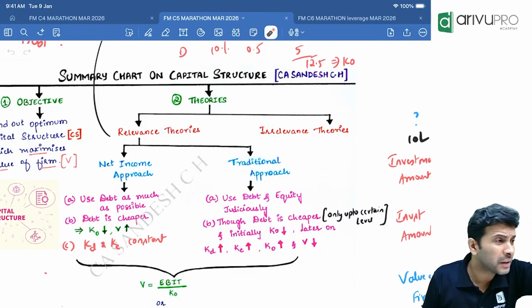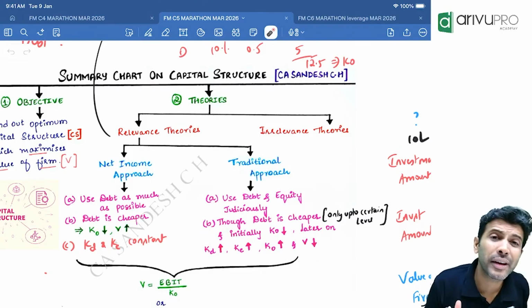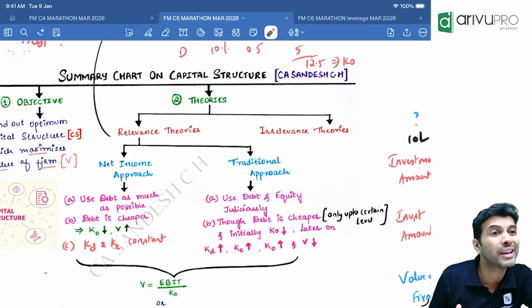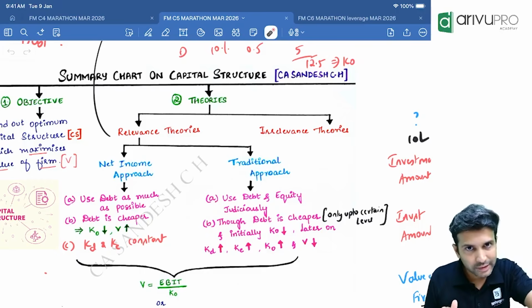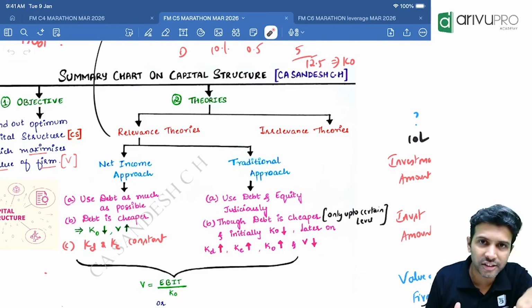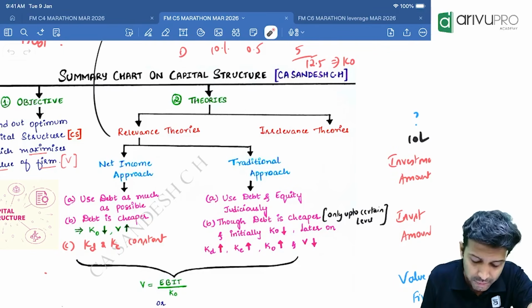The moment the company borrows too much debt, what happens to the risk of the company? Same or increase? The more and more debt the company takes, the risk of the company will increase. If risk increases, will equity shareholders expect the same return or a higher return?